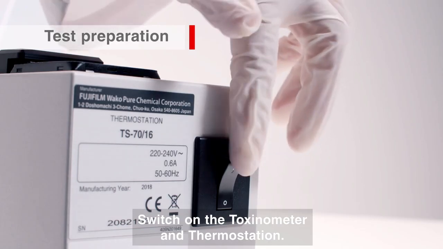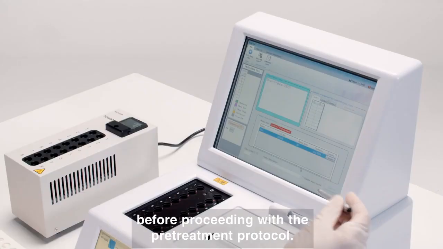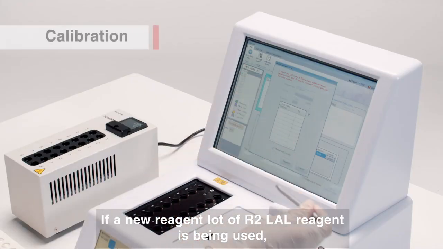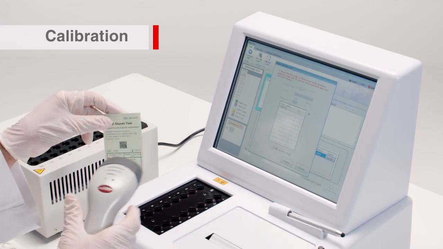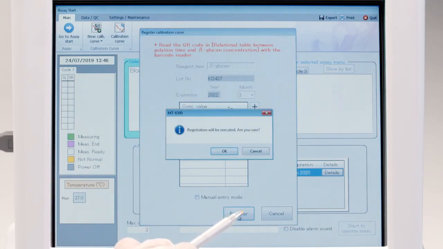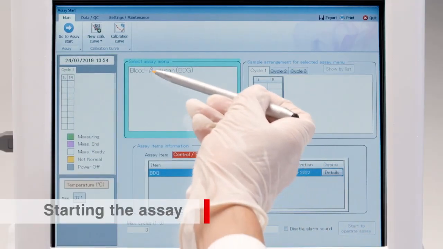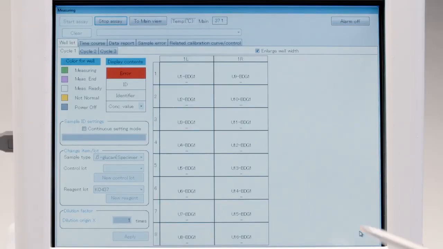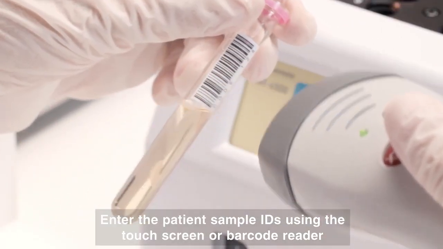Switch on the toxinometer and thermostation. Ensure the thermostation has reached the required temperature before proceeding with the pre-treatment protocol. If a new reagent lot of R2-LAL reagent is being used, please calibrate by scanning the calibration card. Enter the patient sample IDs using the touchscreen or barcode reader.